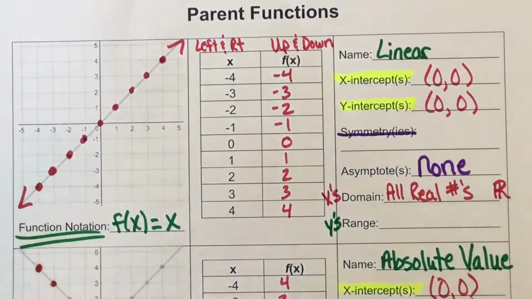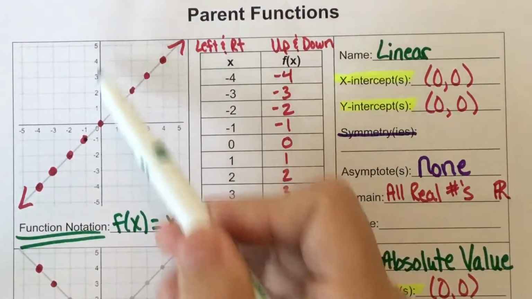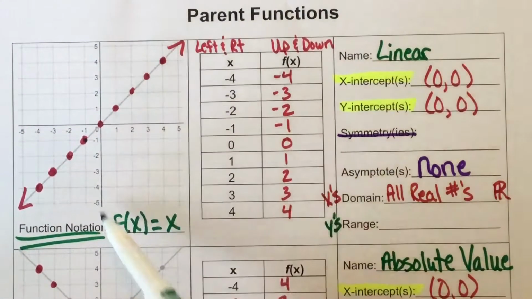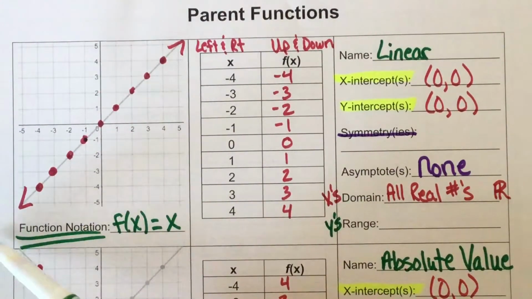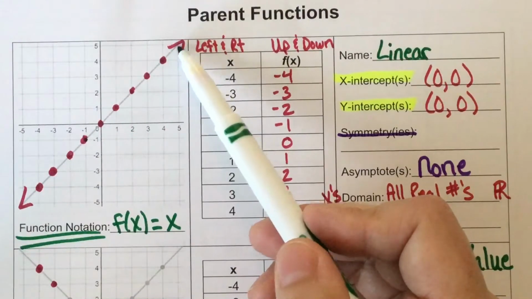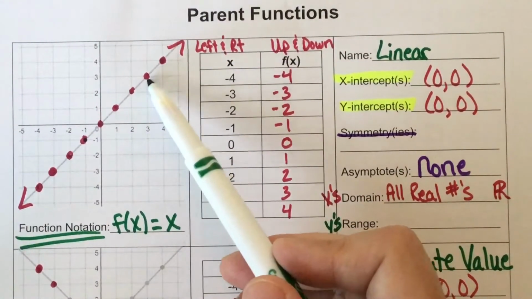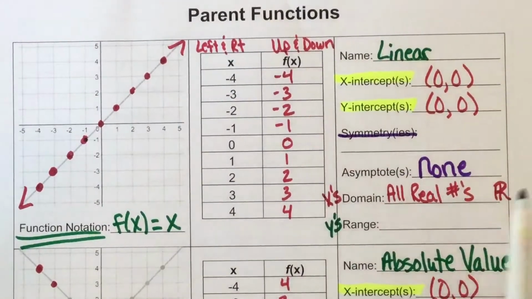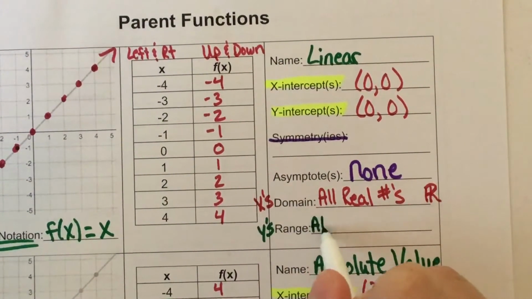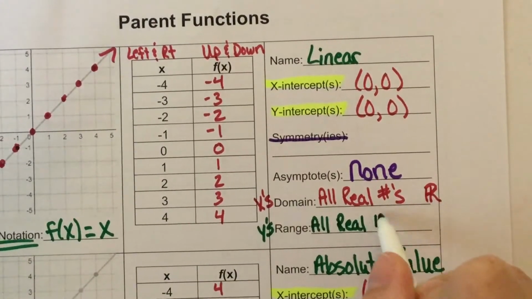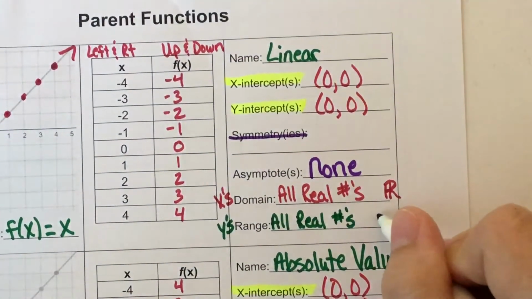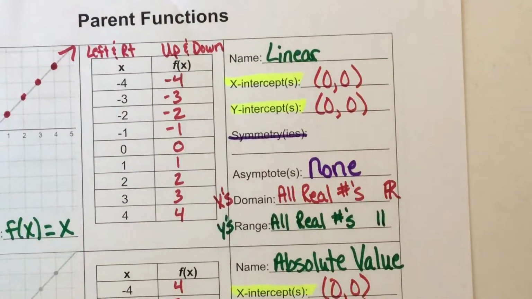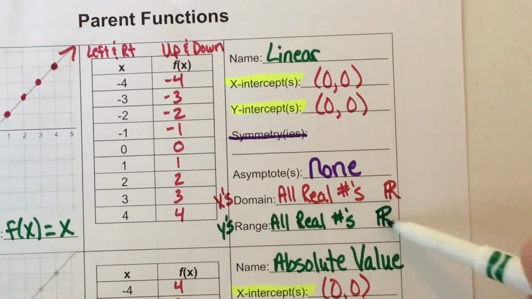Okay, range. Range are asking us for our y's. So I'm going to be looking up and down because the y-axis is up and down. Okay, as I move my marker down, I hit an arrow, which means I go forever down. As I move my marker up, I hit an arrow, which means I go forever up. So if you ever go forever down and forever up, that is also called all real numbers. And I'm going to use the symbol once again. So two straight up and down lines, and then make an R. So now you can see the A for all and the R for real, all real numbers.